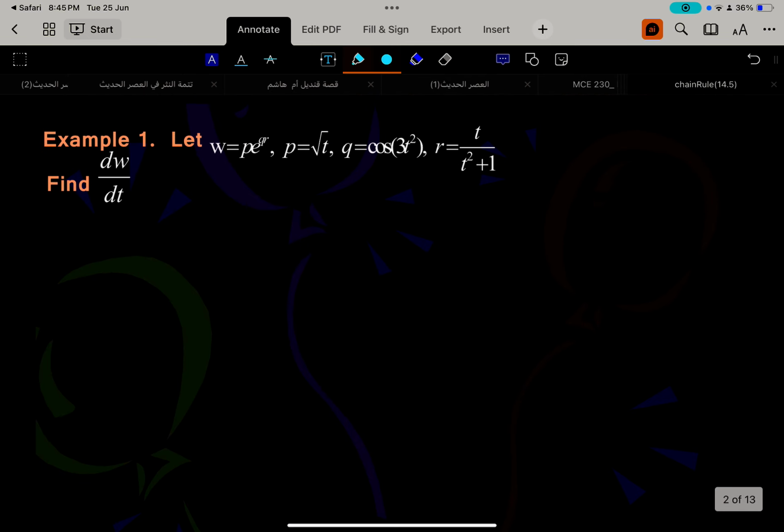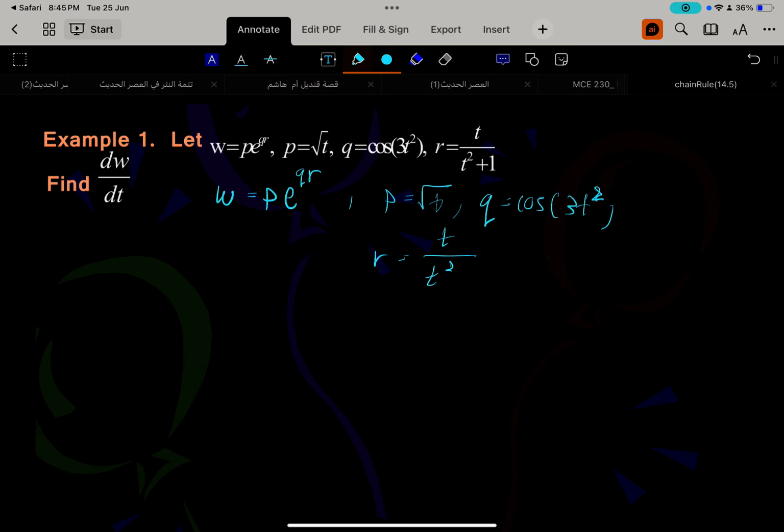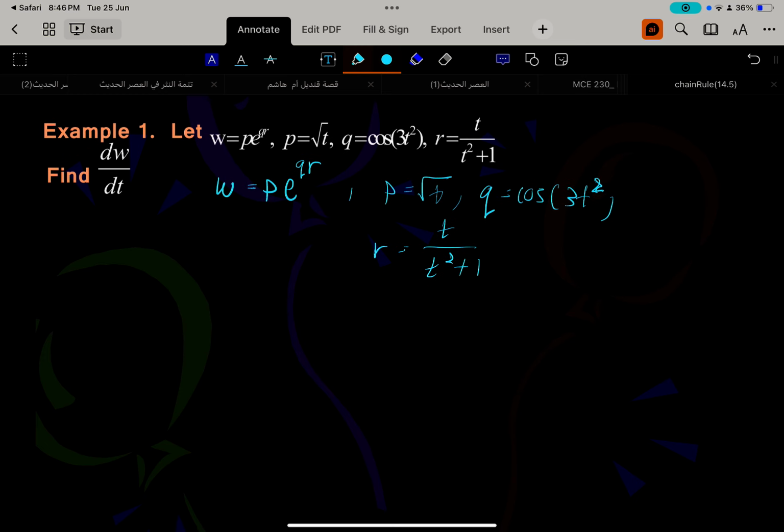I know most of you want examples. So now we have w. w is a function of p, a function of q, and a function of r. And we have p as a function of t, q as a function of t, and r as a function of t.